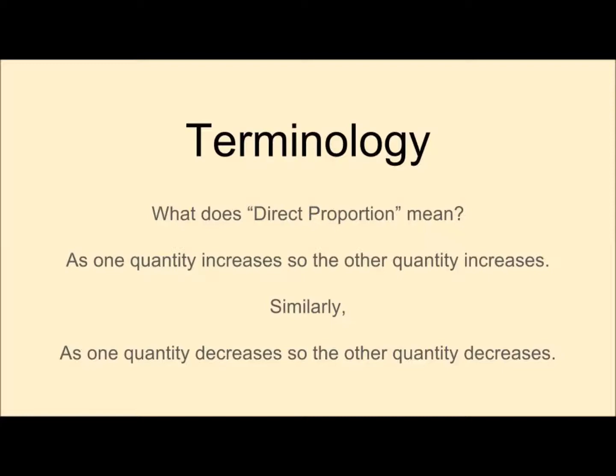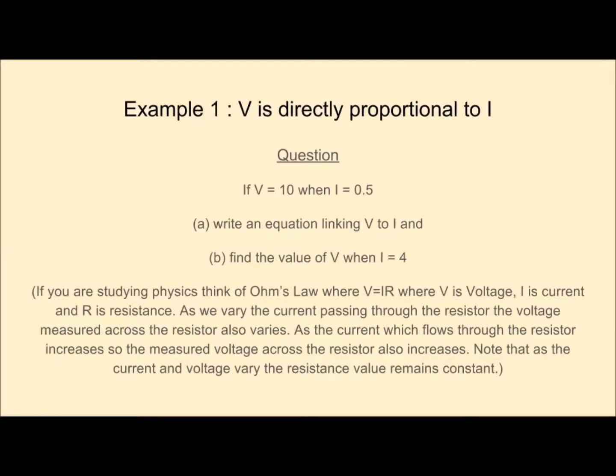So we're going to have a look at three examples. Our first example is that V is directly proportional to I, and we're given in the question that V is equal to 10 when I is equal to 0.5. Part A of the question is write an equation linking V to I, and part B of the question is find the value of V when I is equal to 4.